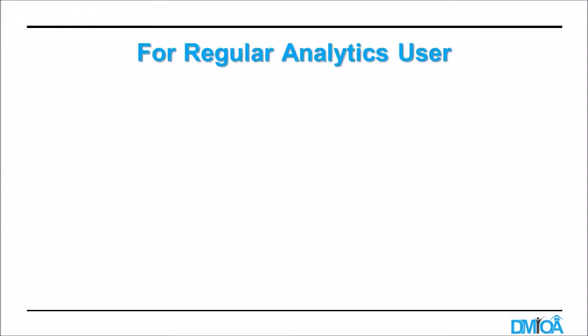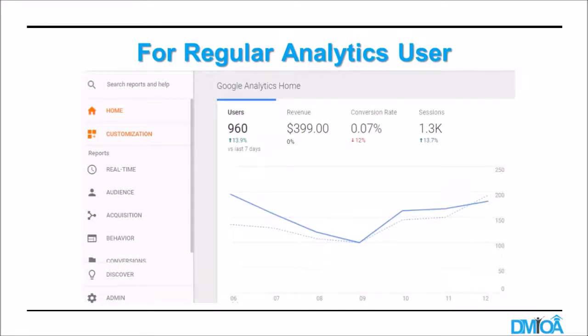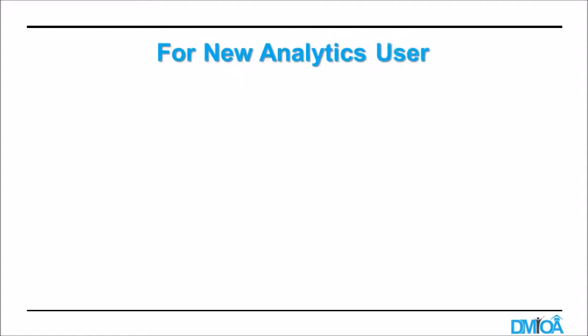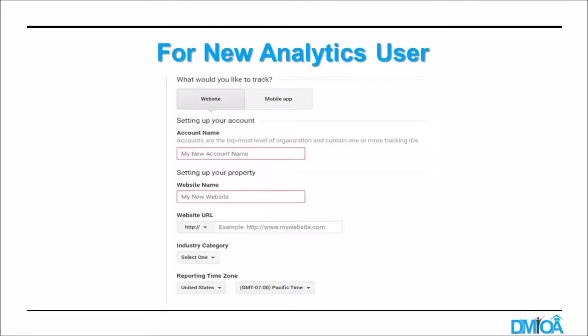If you are a regular Google Analytics user, you land on a page looking like this. And if you are a new user, then you land on a screen that looks like this. Google Analytics works for both website as well as mobile app. But the tracking method is quite different for each one. In this video, we are going to set up GA account for website. So we choose the website option showing up on the top.